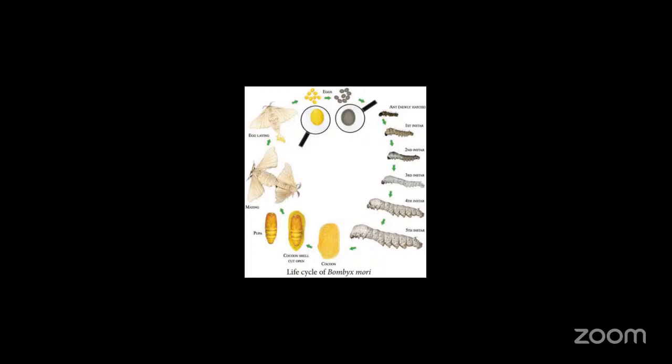So types of silkworms. Different types of silkworms are there throughout the world. There are four major types of silkworms that are commercially important. Not all, but four very important silkworms are there.